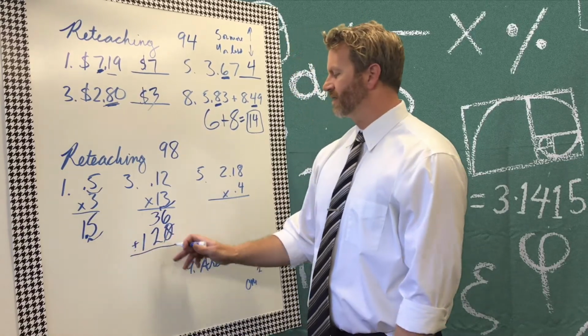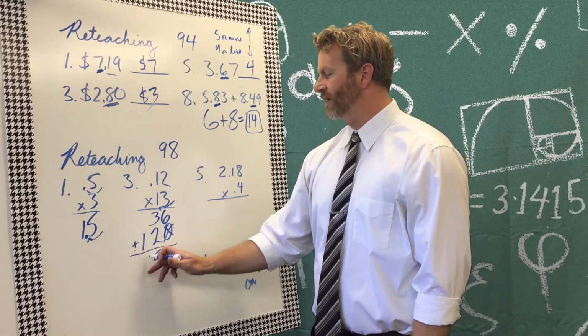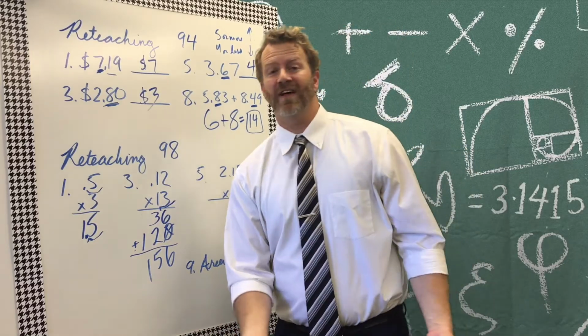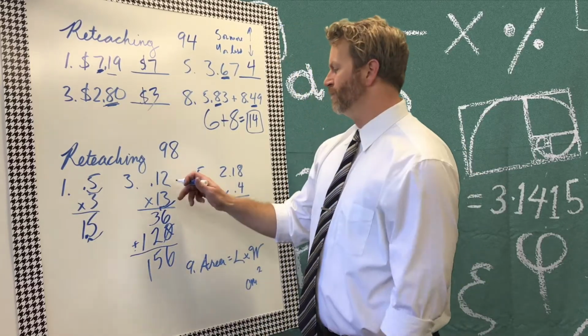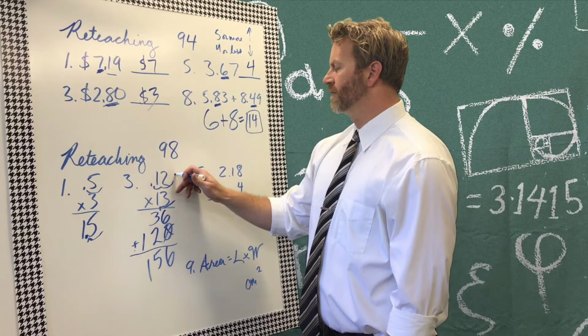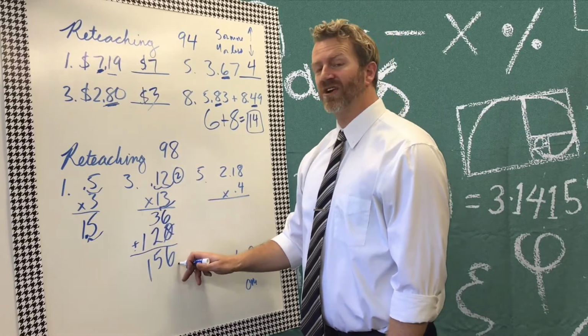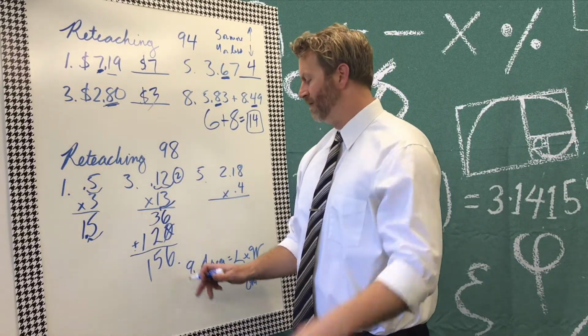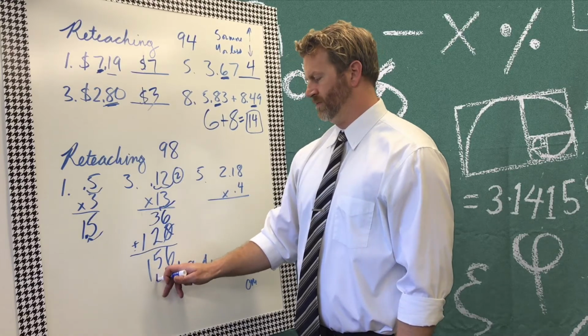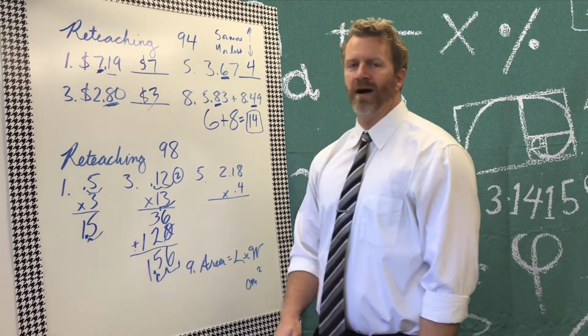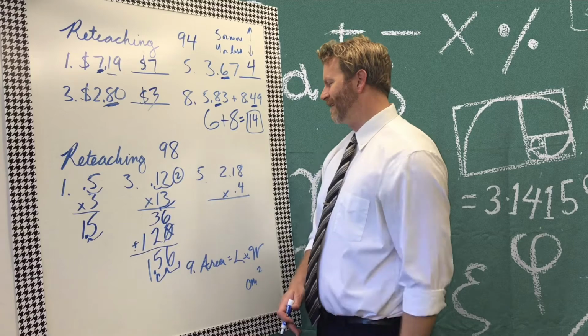Add that all up for us, and that's a 6, a 5, and a 1. Now, we got to count our decimal places, don't we? 1, 2. So it's over 2 places, so we got to start here at this 6. Where am I going to stop, Ben? 1, 2. Awesome, 1.56, you got it.